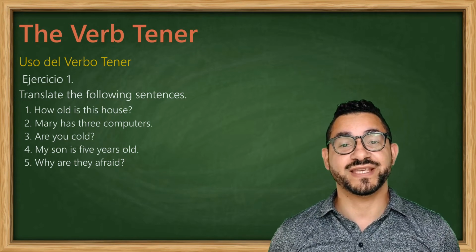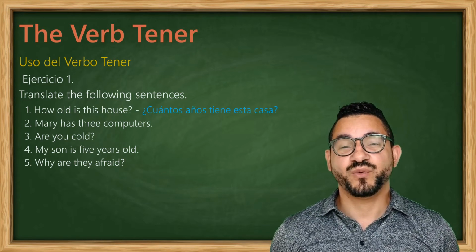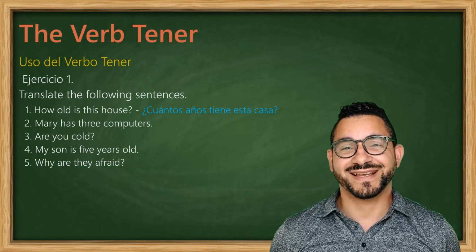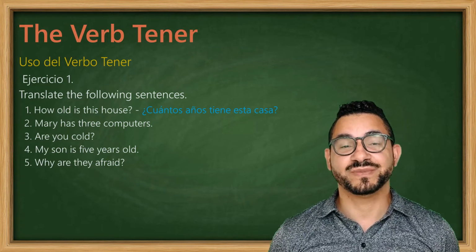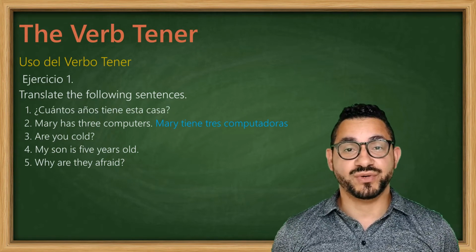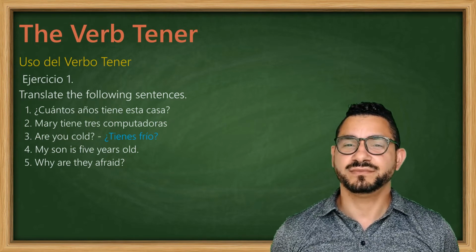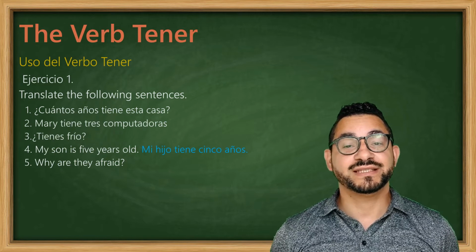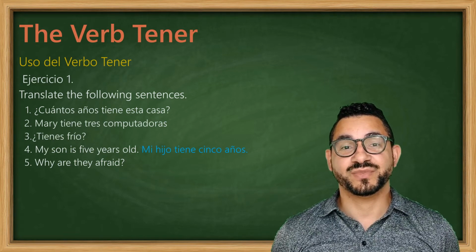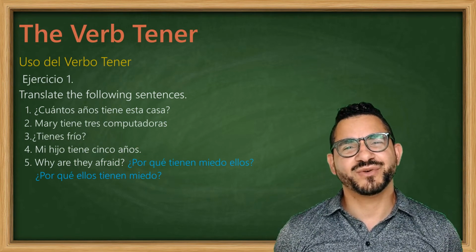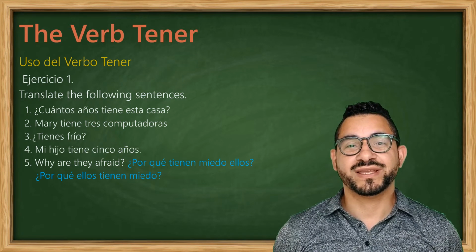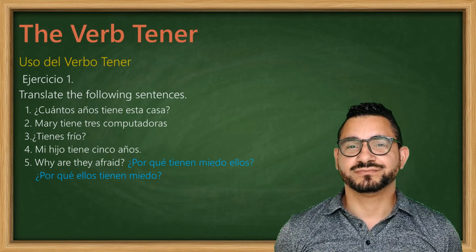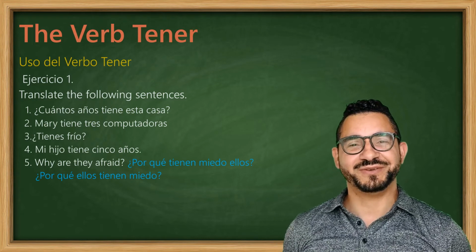Okay, so here are the answers. Number one, ¿cuántos años tiene esta casa? Number two, Mari tiene 3 computadoras. Number three, ¿tienes frío? Number four, mi hijo tiene 5 años. Number five, ¿por qué tienen miedo ellos? Or, ¿por qué ellos tienen miedo? How did you do? I hope you did great.